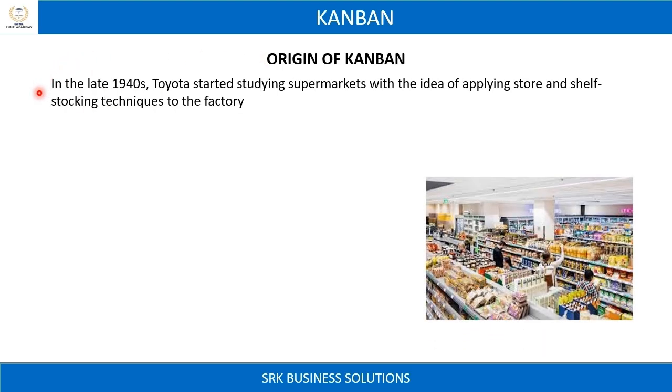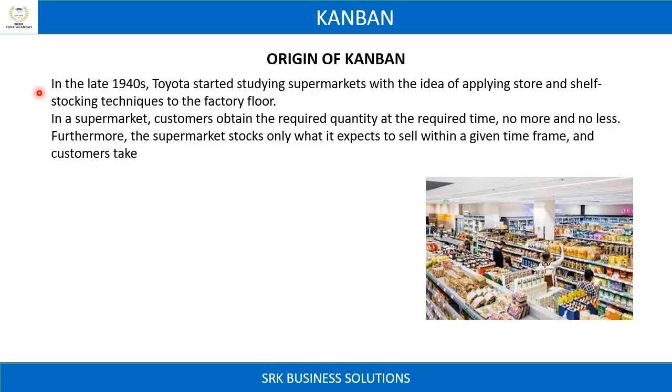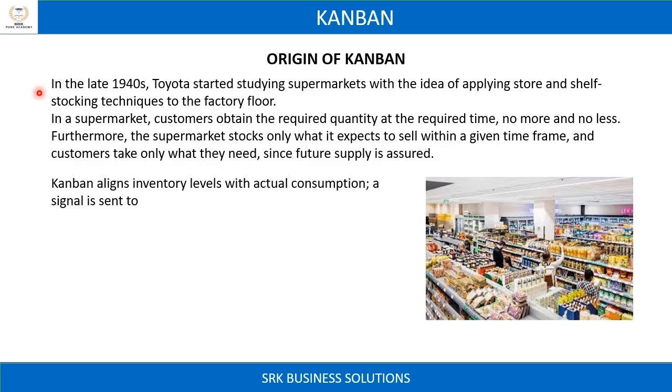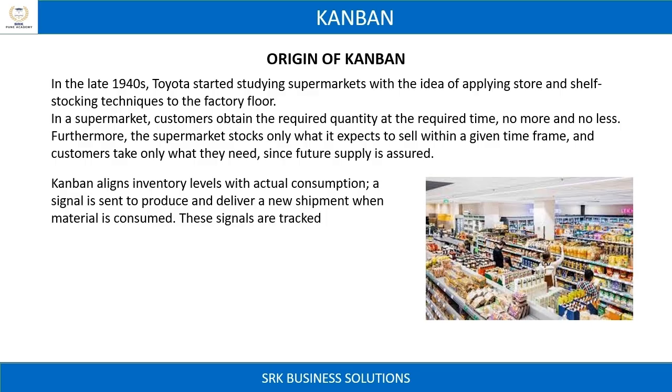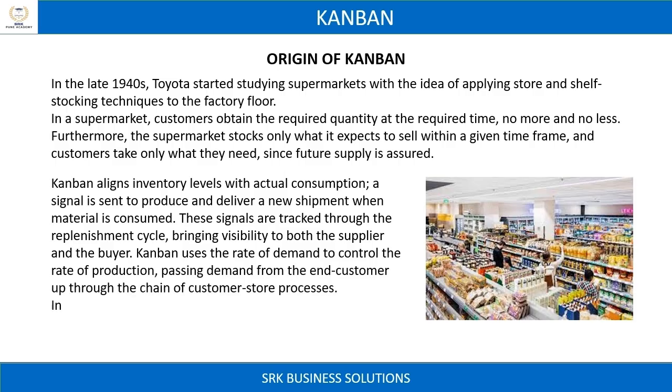In the late 1940s, Toyota started studying supermarkets with the idea of applying store and shelf stocking techniques to the factory floor. In a supermarket, customers obtain the required quantity at the required time, no more and no less. Furthermore, the supermarket stocks only what it expects to sell within a given time frame, and customers take only what they need since future supply is assured. Kanban aligns inventory levels with actual consumption. A signal is sent to produce and deliver a new shipment when material is consumed. In 1953, Toyota applied this logic in their main plant machine shop.